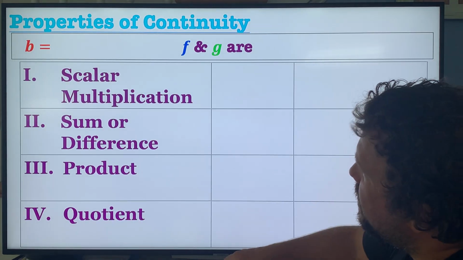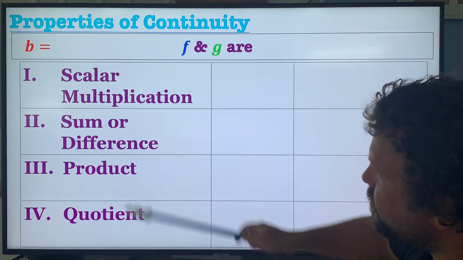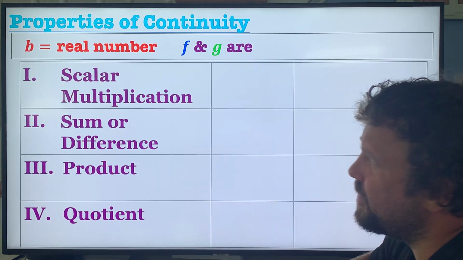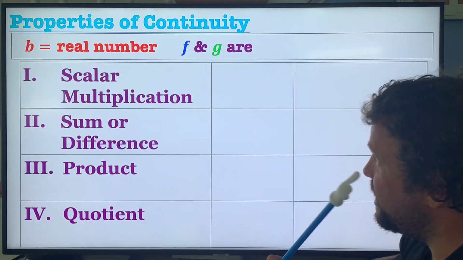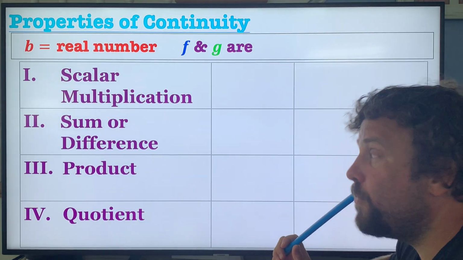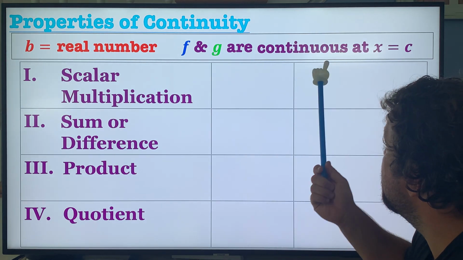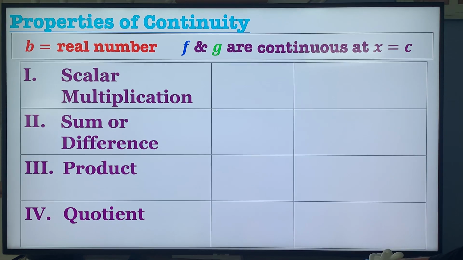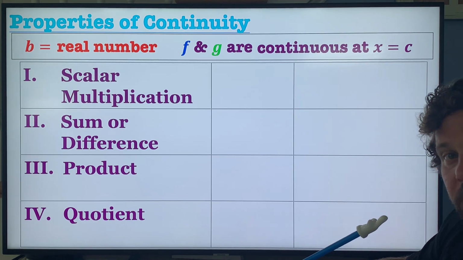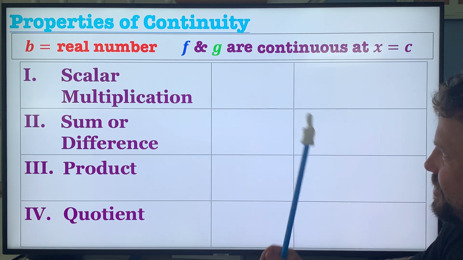All right, so properties of continuity. B is something called a real number. You know what a real number is? Any number. F and G, you know what those are? Functions. And they are also functions that are continuous at x equals c. Now, there are 3 plus 1, which is 4 rules that you can use with your properties.